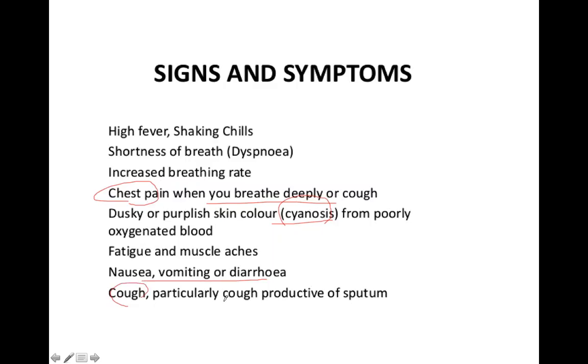Cough mainly. Hey, Dr. Debate, could you just go back one slide because I accidentally.